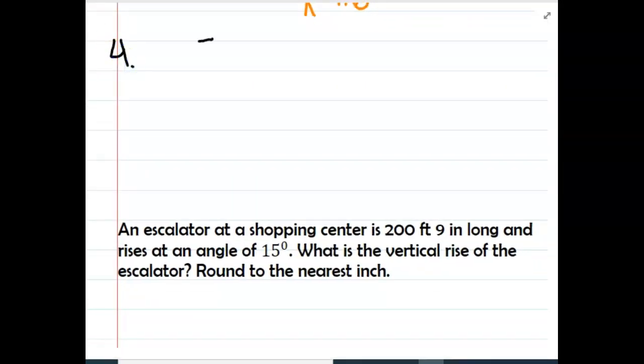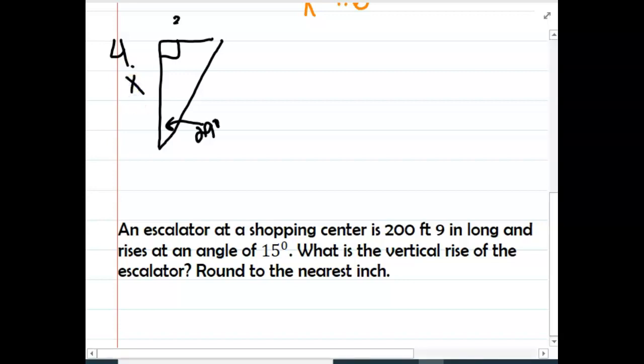Okay, number 4, another right triangle. Keep in mind all of these only work for right triangles. Okay, let's say this bottom angle down here is 29 degrees. This side is going to be x, and that top is going to be 3.